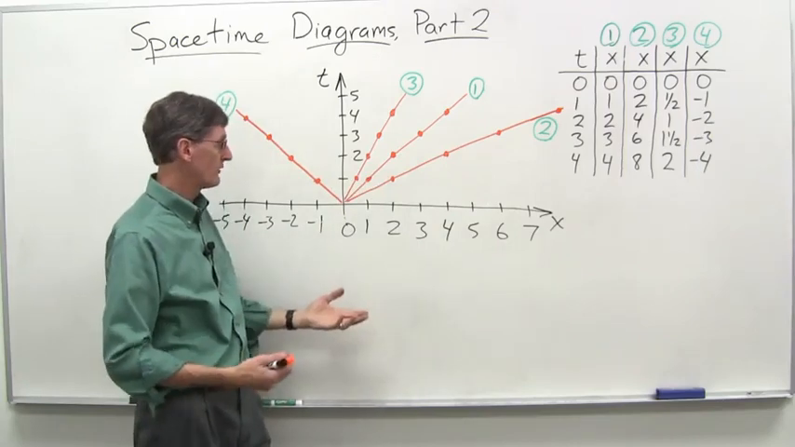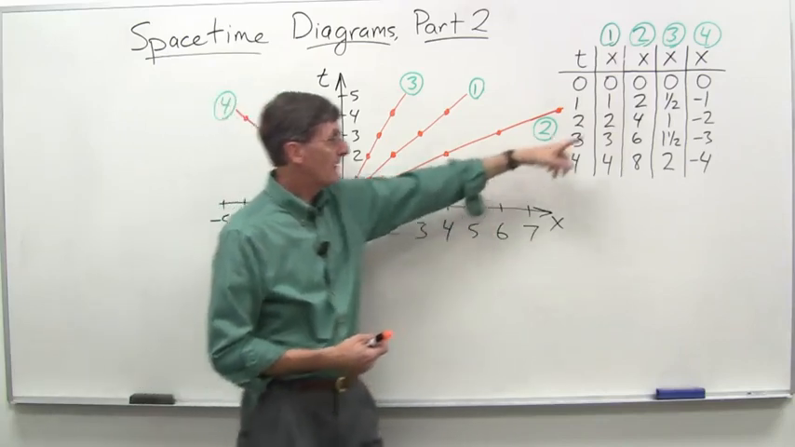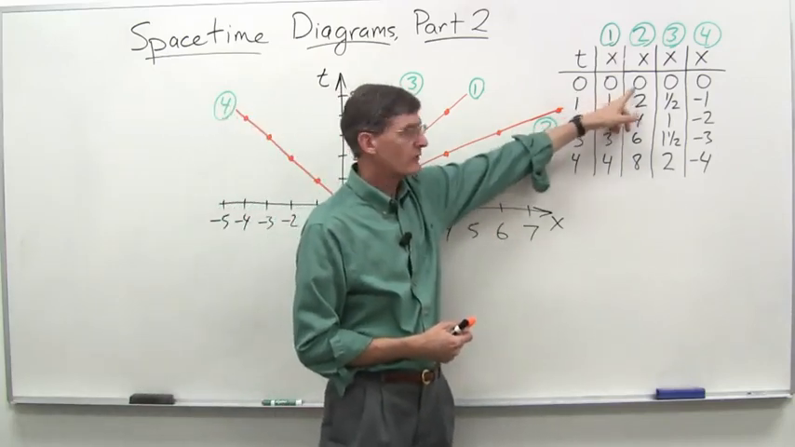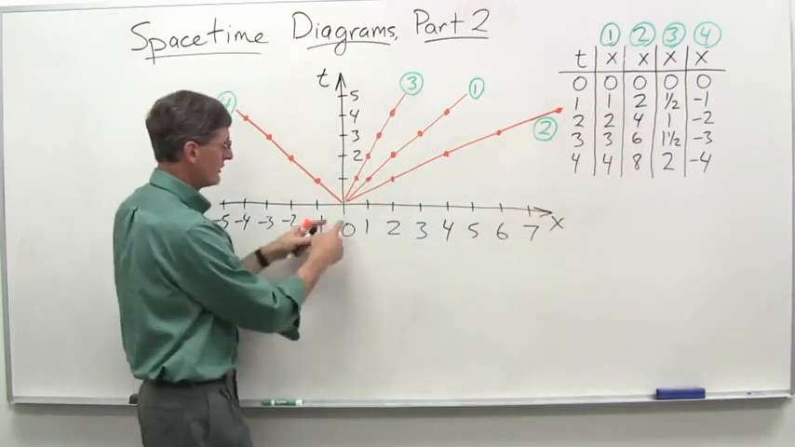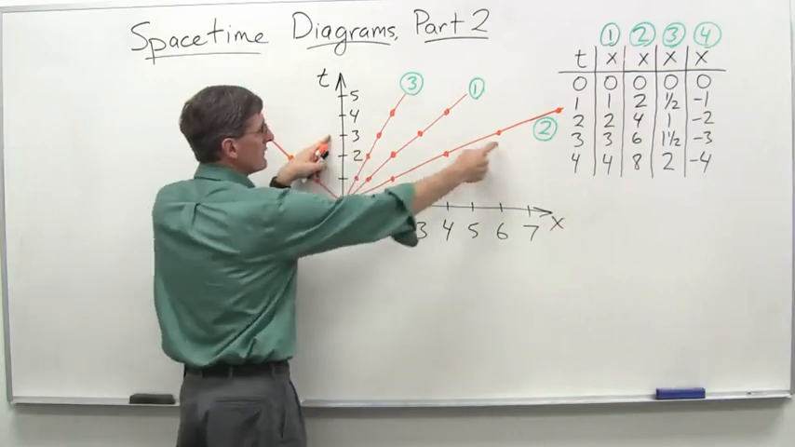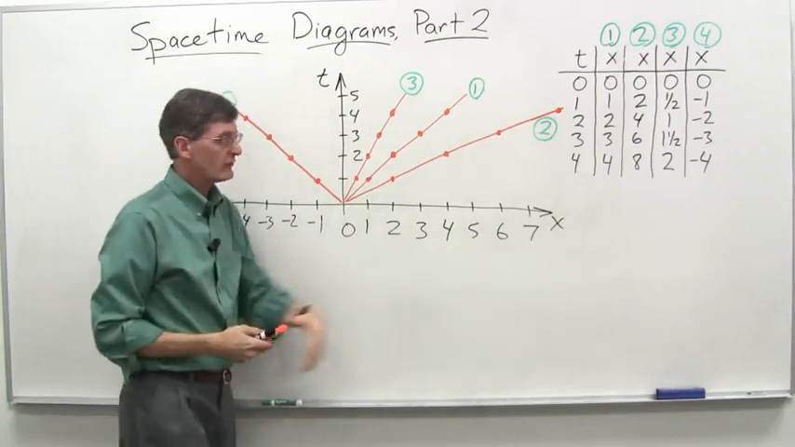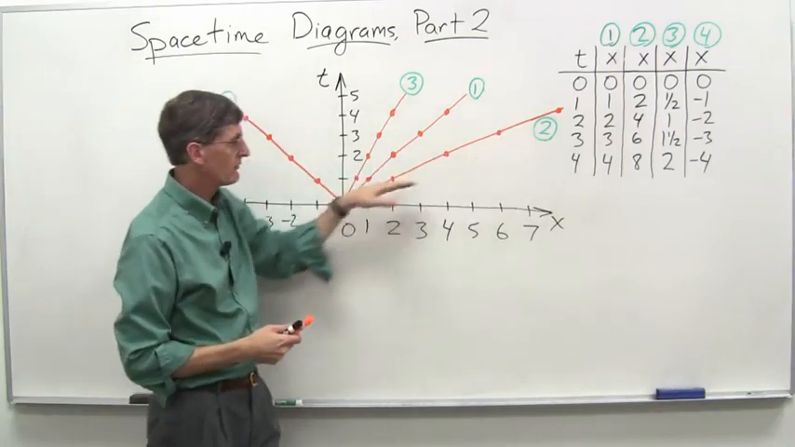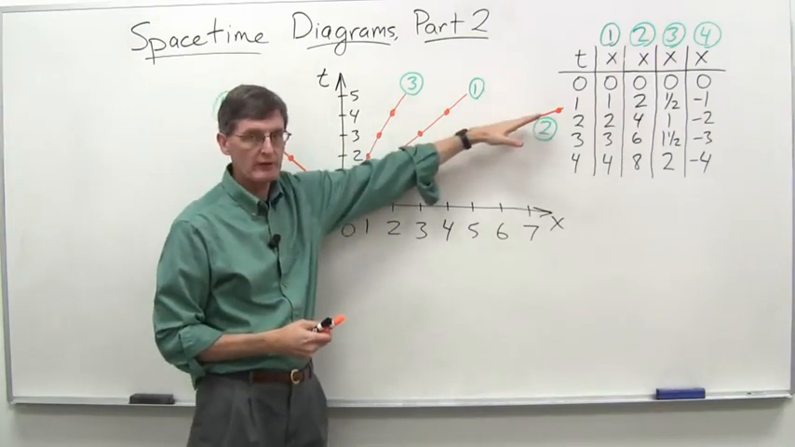Then we reset things and come back, and it starts another run. At t equals 0, it's at x equals 0, and then 2, 4, 6, 8. So at t equals 1, it's at 2. At t equals 2, it's at 4. At t equals 3, it's at 6. And at t equals 4, it's at 8. So that is run number 2. And this is the world line of our spaceship in run number 2.